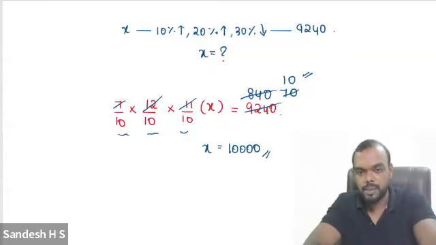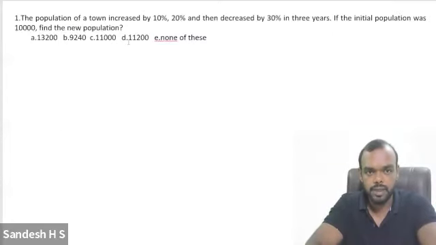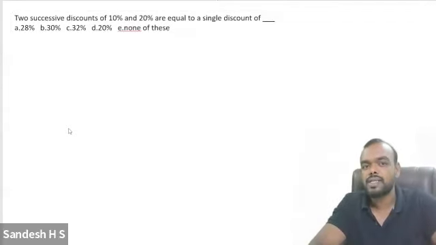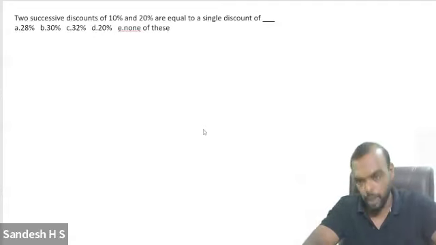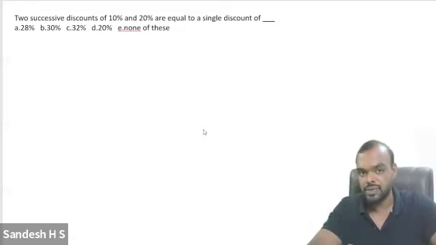Suppose if the question is something like this. Two successive discounts of 10% and 20% are equal to. Look, initially, discount means a decrease. We need to calculate percentage change here.